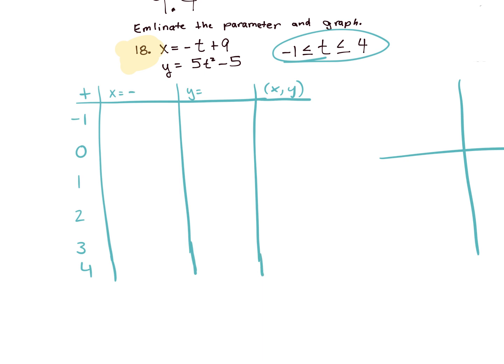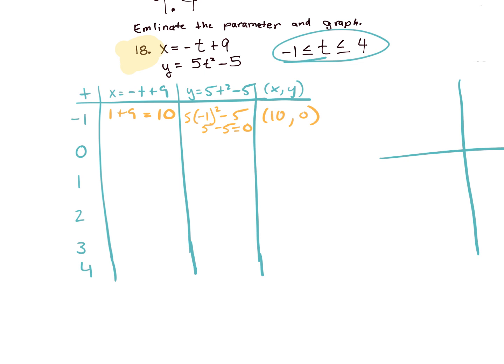So my x equals equation is -t plus 9. My y equals is 5t squared minus 5. So starting with -1, we're going to plug in -1. So -1 would turn into +1 plus 9, which would be 10. So our x and our point is 10. Our y is going to be -1 squared, which is, here, I'll write it out so we can see it plugged in. -1 squared, which is 1 times 5 would be 5, minus 5 is 0. So our y would be 0.